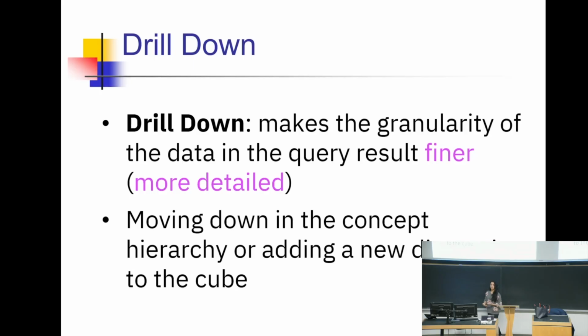In that case, you can use aggregated or coarse level of granularity. This granularity refers to the same thing. So drilling down means making the granularity of the data in the query result finer. You want to make it more detailed. You will better understand it with an example in the next slide. So, moving down in the concept hierarchy or adding a new dimension to the query.